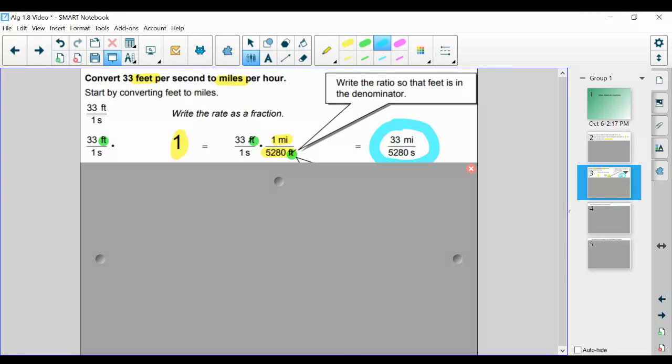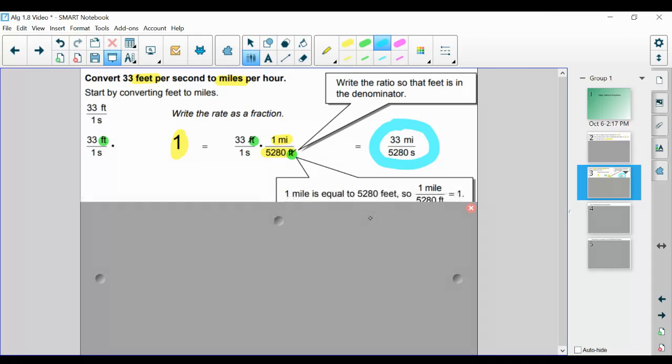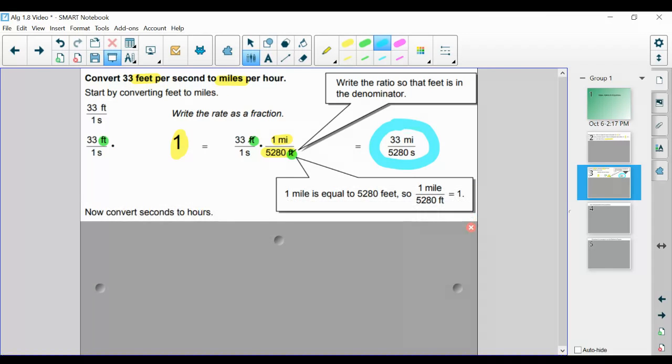So we have the miles part down, which is great, but we don't have the hours part. So we are going to convert the seconds into hours. And again, there is a little blurb saying 1 mile is equal to 5,280 feet, which again is equal to 1. So now let's convert the seconds into hours. And here is going to take 2 different conversions because we can't naturally go from seconds to hours, but we know we can go from seconds to minutes and then minutes to hours. So we're going to be doing 2 different conversions here.